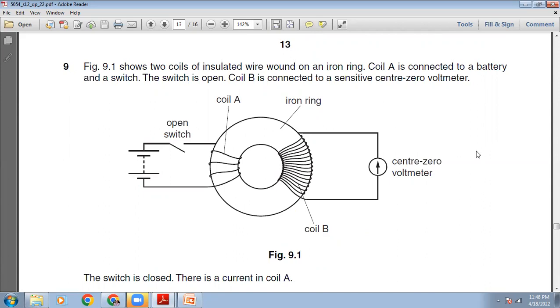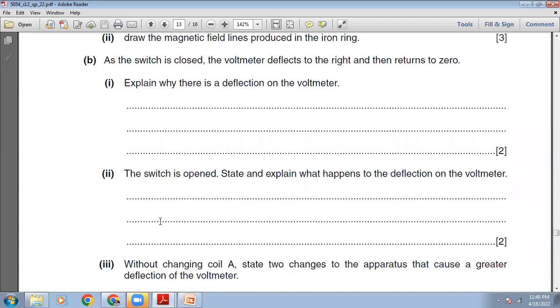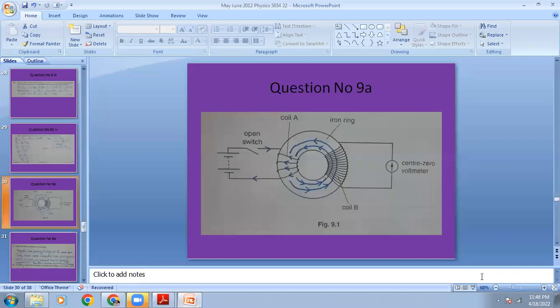And you see, when you keep the switch on, the magnetic flux flowing through coil B will become constant. When the magnetic flux flowing through coil B becomes constant, there will be no change in the magnetic flux passing through coil B. There will be no EMF induced in coil B. So the voltmeter will show zero reading. I hope you understand what I'm saying. And let me show you the written answer.